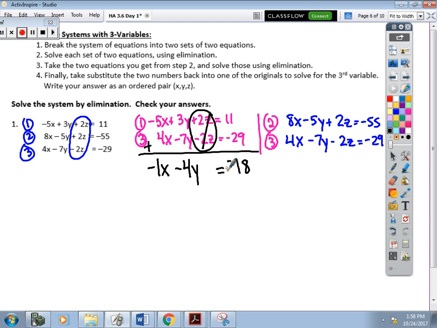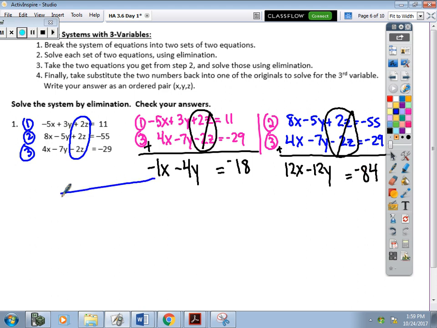Do the same thing with the other pair of equations. 12x, negative 12y, 2 plus a negative 2 successfully goes to 0. And then our last one would be negative 84. Okay, so we have successfully eliminated the z variable. We still have to eliminate now the x or the y. So we're going to take these two equations, put them together, and eliminate either the x or the y.